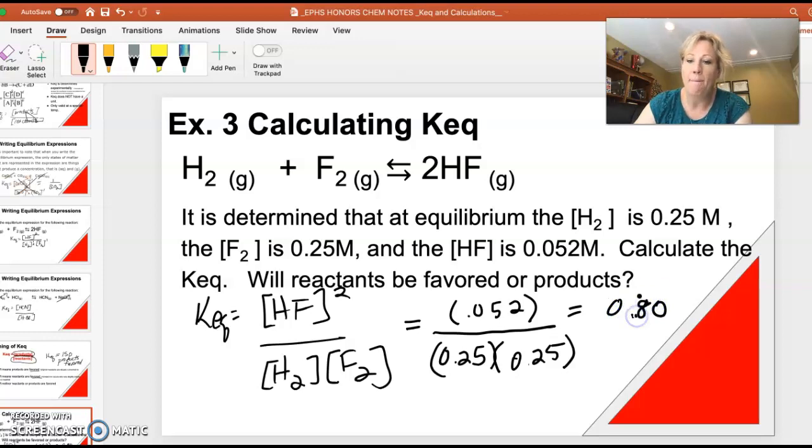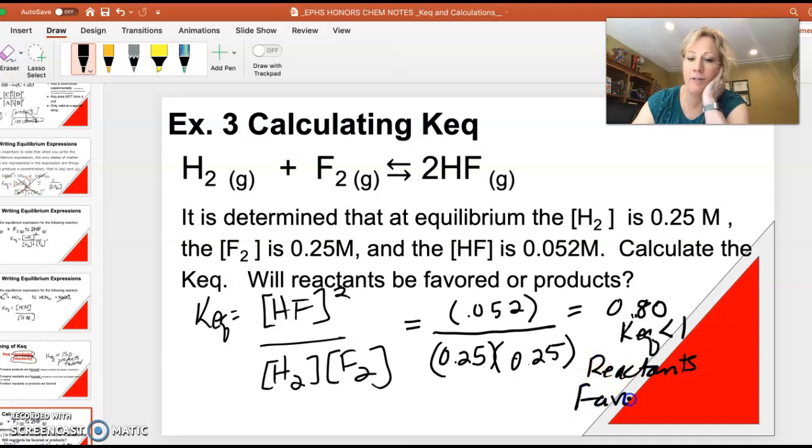So what does that mean? That means this KQ is less than 1. So that means that my reactants are favored. That means I'm going to have more reactant, more of this in the container than this.